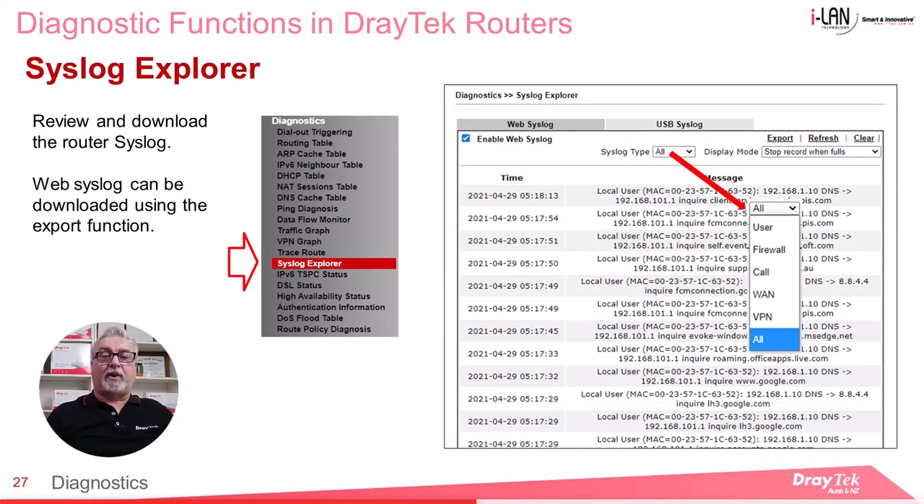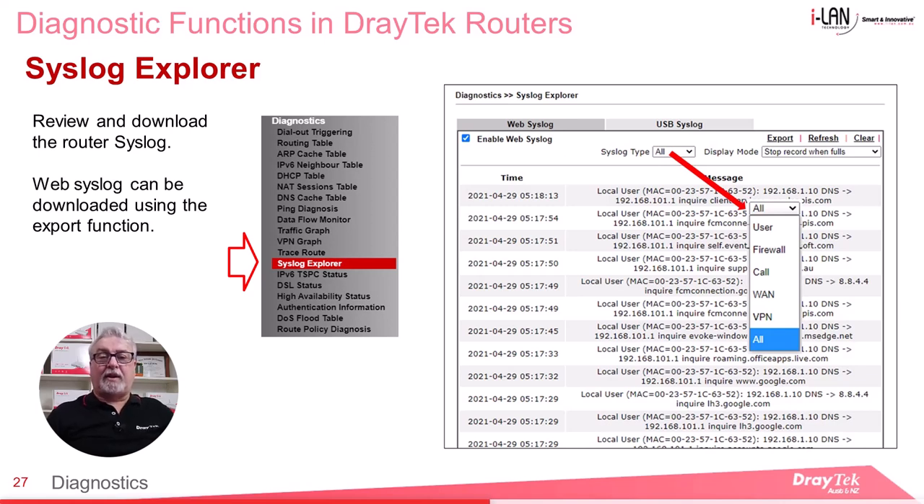Syslog Explorer offers a quick way to review and download the router syslog. Some low-end routers, such as the Vigor 130 and Vigor 167, and older model routers may not have this option. Syslogs are used to diagnose various issues, for example, a VPN connection is not being established, or a firewall rule is not working as expected.